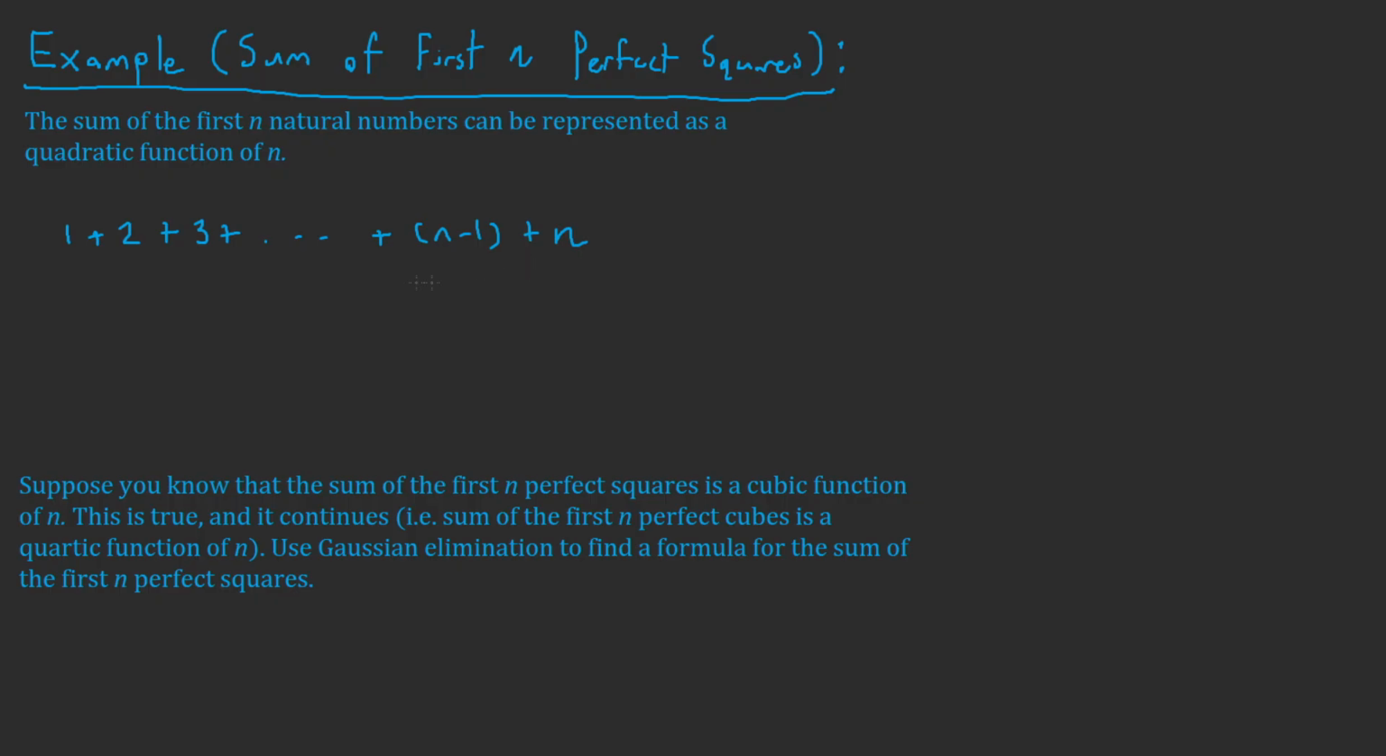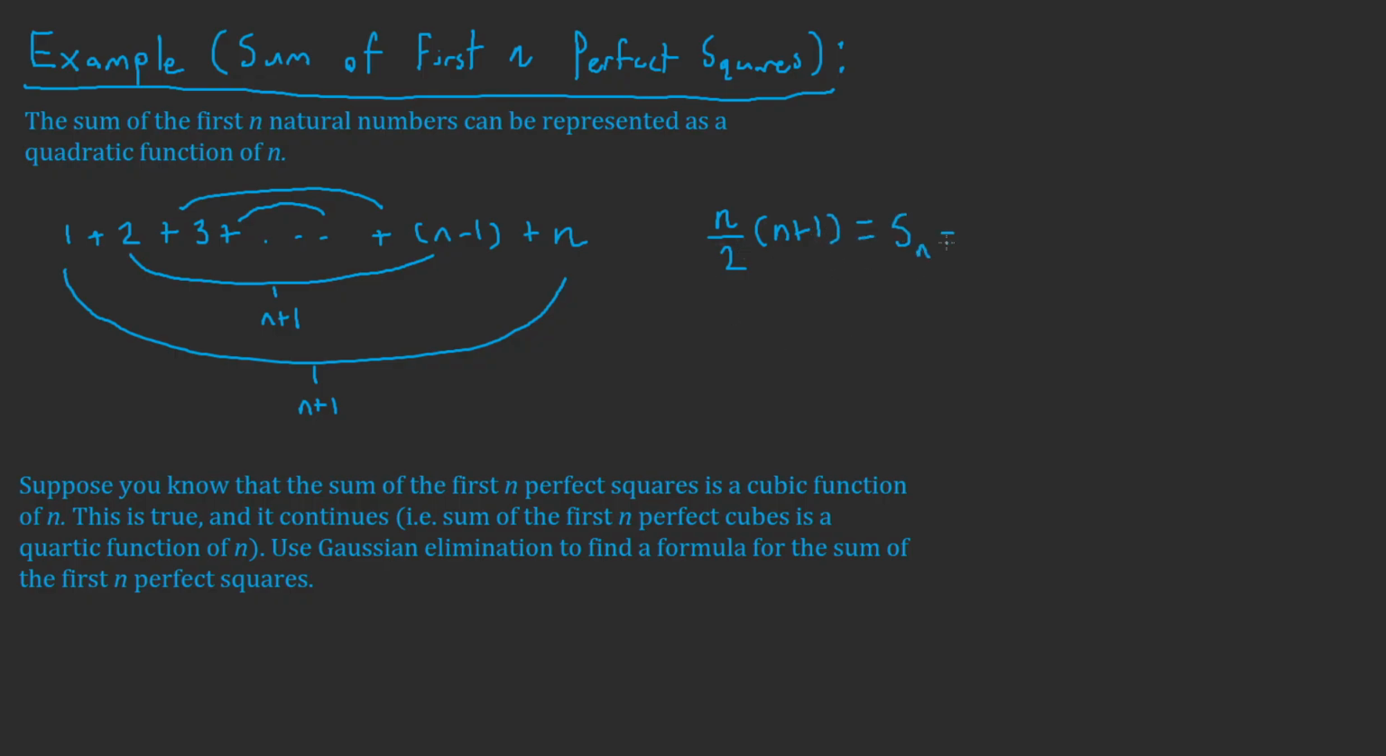And the way that he does it is he notices a pattern. If you look at the first number and the last number, this is going to add together to give n plus 1. If you look at the next number and the second to last number, this is also going to add to n plus 1. And in general, if you pair these all up, you're always going to get n plus 1. And so the question is, how many pairs are there? Well, there's n numbers here, and so there's going to be n over 2 pairs. And so if I take n over 2 and multiply it by the value n plus 1, this is going to give me the sum of the first n natural numbers, which I can write in summation notation like this.